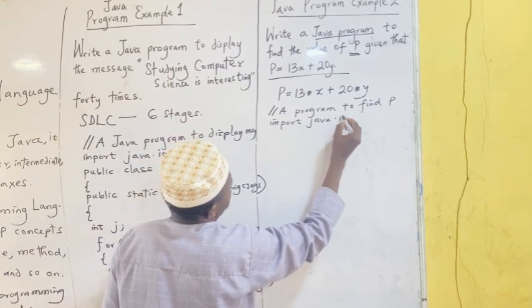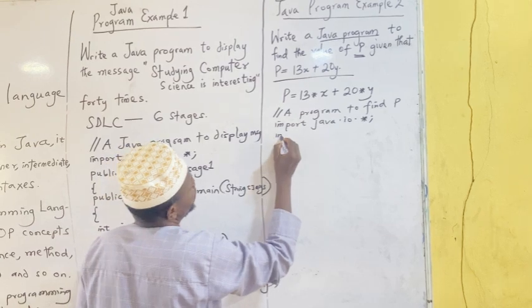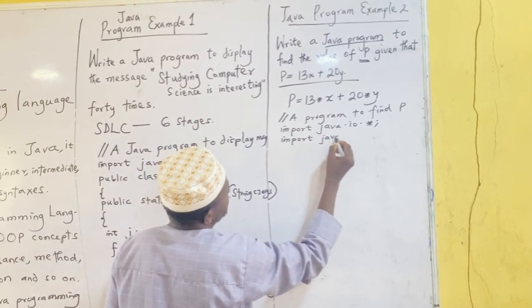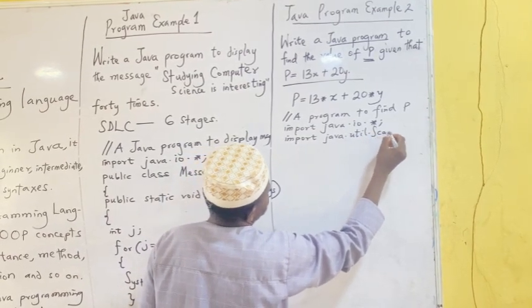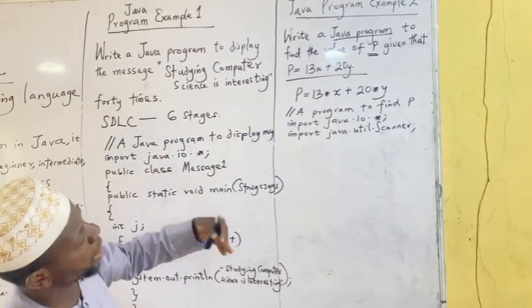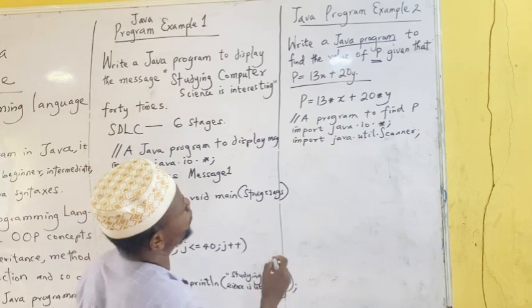And having done that, you can make use of two import statements here. Import java.io.asterisk. We have a special video that we use to explain classes and packages. The other one is using your utility package and the scanner class. Because of time, I will still try to just write the code, and I want you to follow the other videos that explain things better.